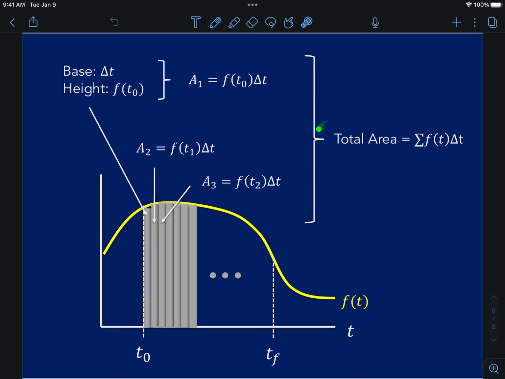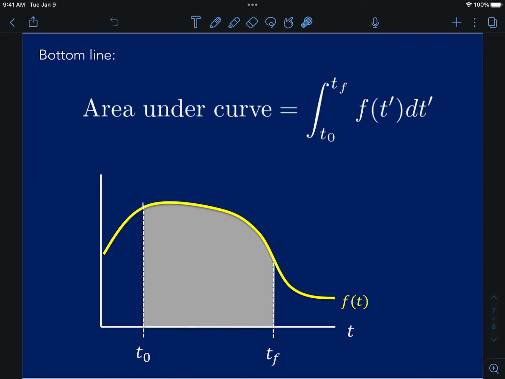So the total area is going to look like the sum of f of t times delta t, where this thing is being evaluated at t0, t1, t2, t3, and so forth, right? And so this is going to look like this sum. But to really get the area, we need to take the limit in which delta t becomes narrower and narrower, right? So we're going to take the limit in which delta t goes to 0, and so that means that this sum is going to turn into an integral.